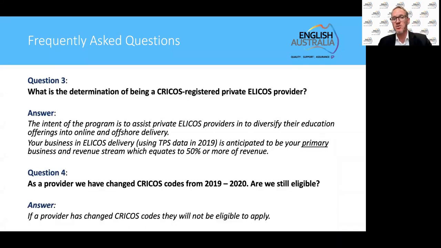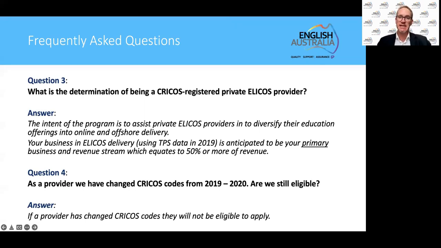So what is the determination of being CRICOS registered private ELICOS? As this program is defined specifically for private providers, we've asked you to ensure that you have the ASIC documentation as part of your application, as one of the criteria to validate the private component. Now, should your business in ELICOS delivery be more than 50%? How do we determine that component? This question has also come up in Q&A. If you look at the revenue that you earned in 2019 as part of your TPS declaration, you need to be able to ensure that over 50% of that revenue was earned through ELICOS student enrolments. As I mentioned, this is the part of the program whereby compliance checks can be undertaken.